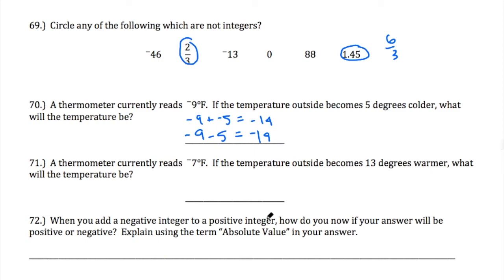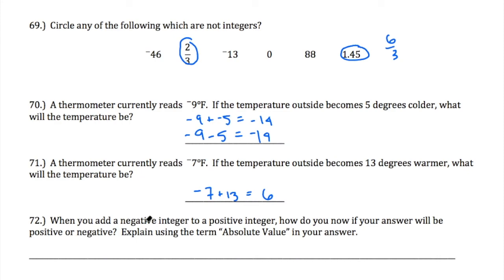If a thermostat currently read negative 7 degrees Fahrenheit, and the temperature outside became 13 degrees warmer, well, that would be negative 7, and we're adding 13 to that. So what would the temperature now be? The temperature would now be 6 degrees Fahrenheit. So again, a little bit more application to that.